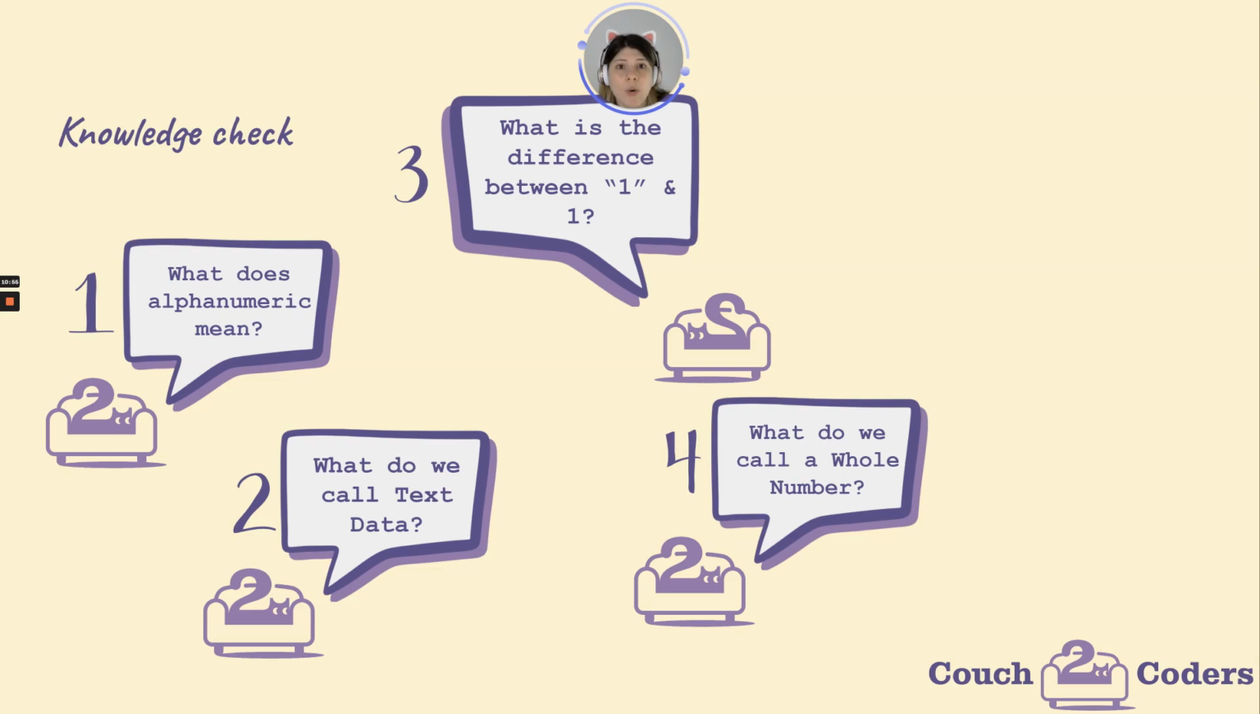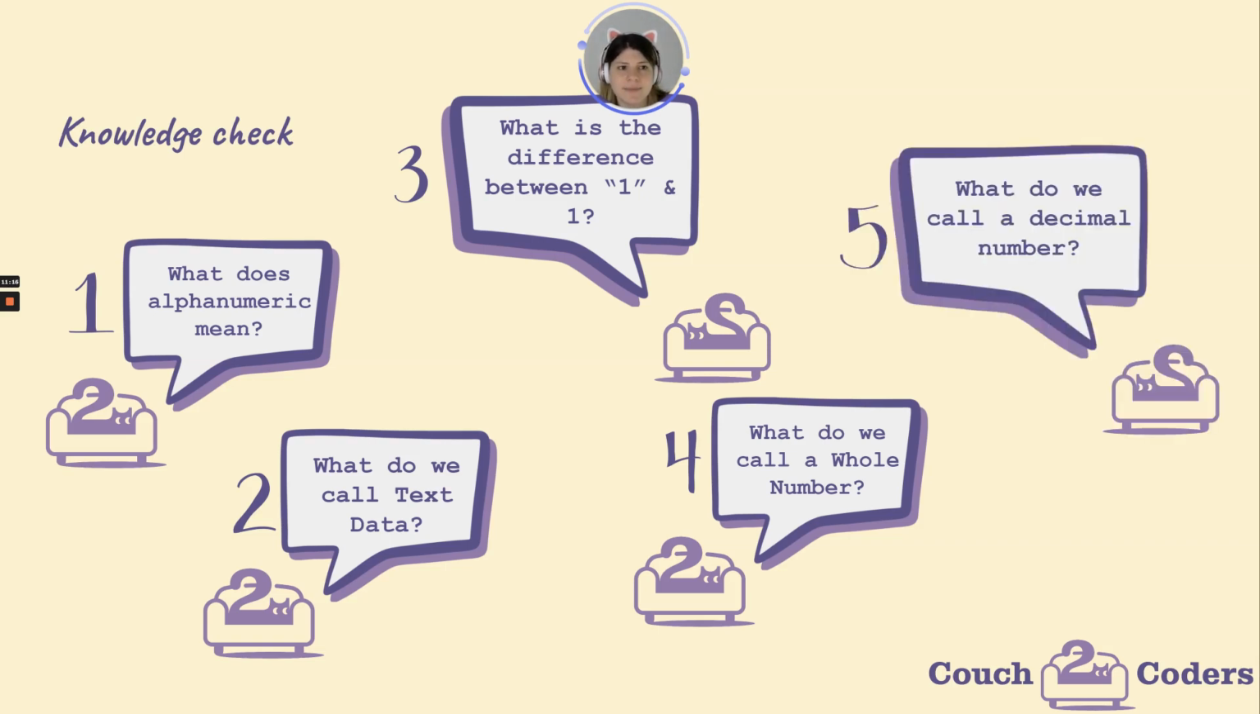What do we call a whole number? A whole number we call an int64. Int stands for integer. If you remember back to your high school algebra, that's what you would call a whole number, an integer. And the 64 has to deal with storage sizes. Okay, what do we call a decimal number? We call a decimal number a float. The reason why we call it a float is because that decimal kind of floats around. That's how you can kind of remember it.